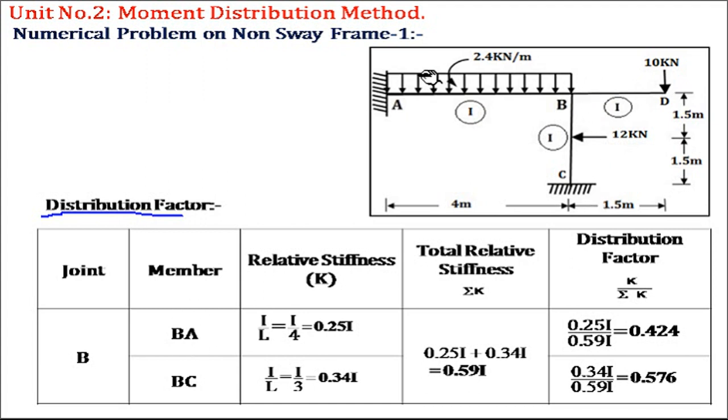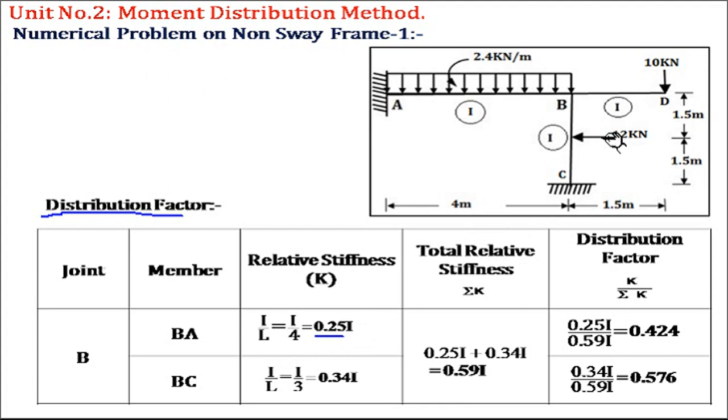Now if you see from B to A, the far end is fixed. As the far end is fixed, this condition is given, so the relative stiffness for that condition is I upon L. The moment of inertia for member AB is I, and the length of the member is 4. So I upon L, that value is 0.25 I.